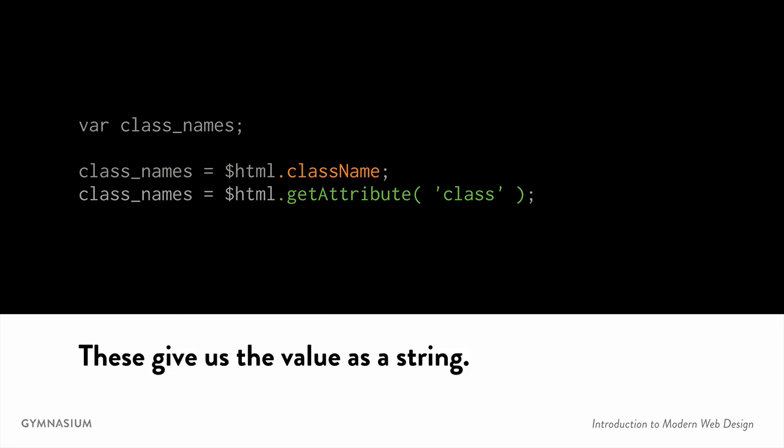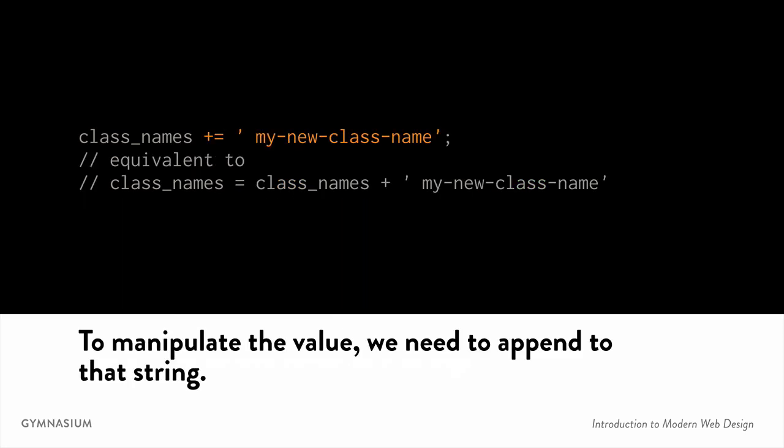Once we have that string, we can manipulate it in a number of different ways. Here's a simple example of concatenation, in this case using the plus equals syntax. Plus equals is equivalent to saying class_names is equal to class_names plus a space and my new class name. I could write it out in that long form, or I could simply say class_names plus equals space my new class name. So that's one way to append the value to the class names.